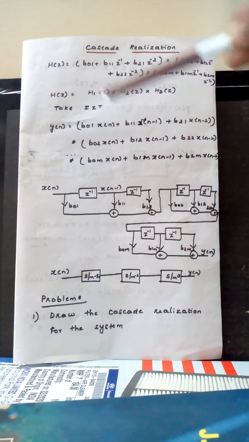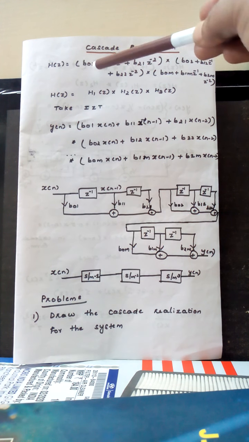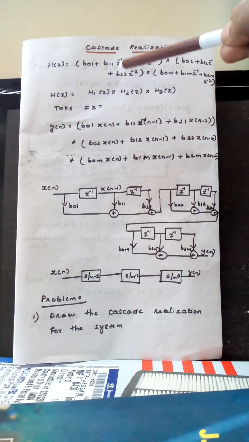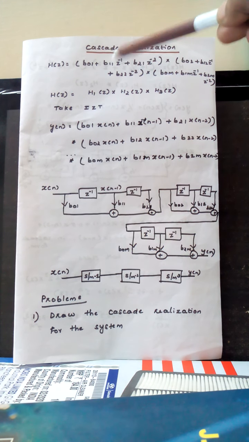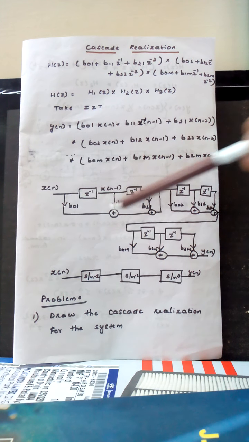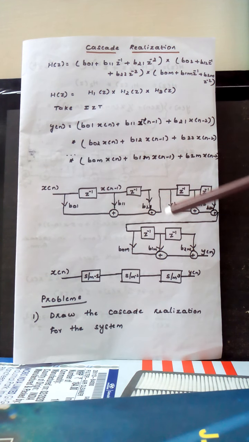So if we are taking the inverse, Y(z) will become y(n), and here b01 into X(z) will become x(n). Here we'll get z^-1 into X(z), we can write x(n-1), and here z^-2 into X(z), we can write x(n-2), that is multiplied with b21. So similarly we can write the second term and third term also. So we'll get this equation, and we have to realize the system in cascade form.